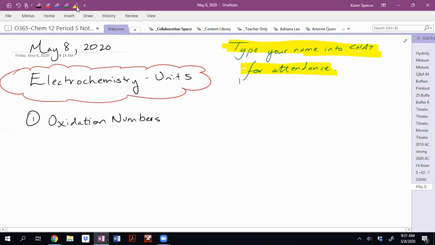So this unit that we are looking at, Unit 5, is electrochemistry, okay? And electrochemistry, it's called electrochemistry because it has to do with the movement of electrons during a chemical reaction. So the movement of electrons in a chemical reaction. Okay, and you're familiar with how ions work, right?